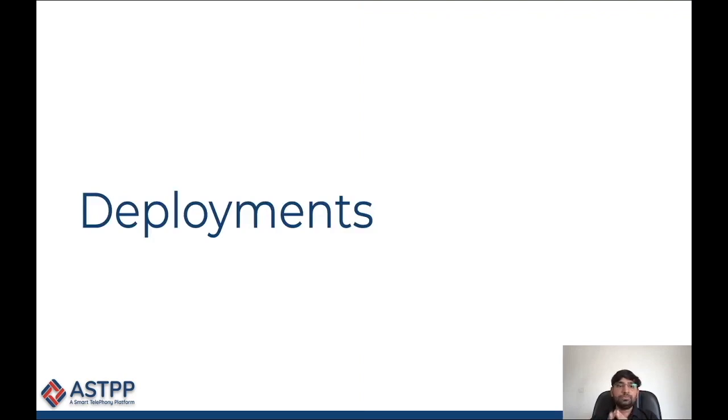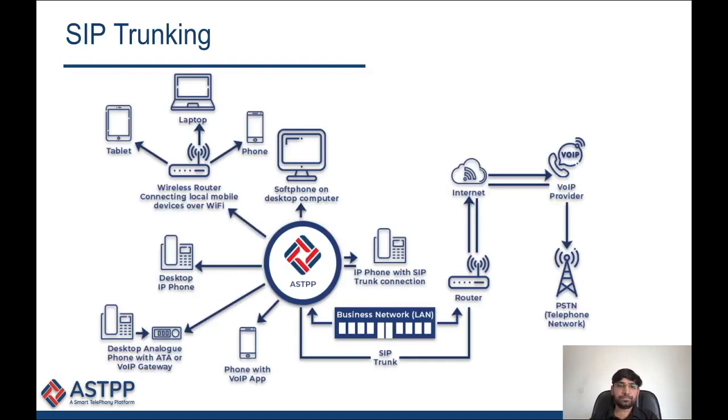Now, how can deployment be done? What is the basic need to deploy ASTPP, and where exactly does it fit into this particular architecture? First of all, ASTPP can be deployed on Debian and CentOS. ASTPP can be deployed on a dedicated server as well as a virtual or cloud server. So we don't have any limitation in terms of servers. Let's first look at the first deployment.